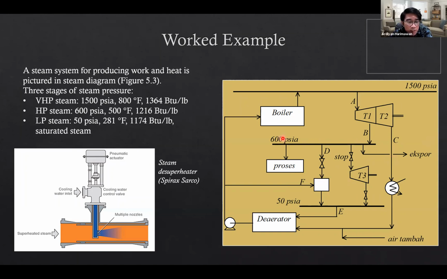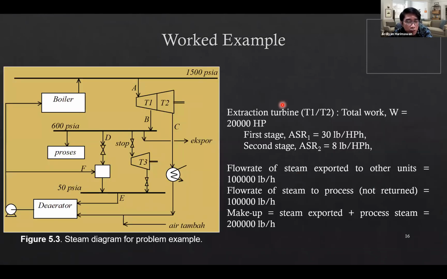Okay, this is the representation of the steam diagram. And this is the condition of the steam. For the extraction turbine, the total work will be 20,000 horsepower. At the first stage, the actual steam rate is 30 pounds per horsepower hour. And the second stage, this is 8 pounds. Okay, the flow rate is like this. The flow rate of the steam exported is 100,000 pounds per hour. And then the flow to the process is also 100,000 pounds per hour. These flows go to other places, either to be exported or into the process.